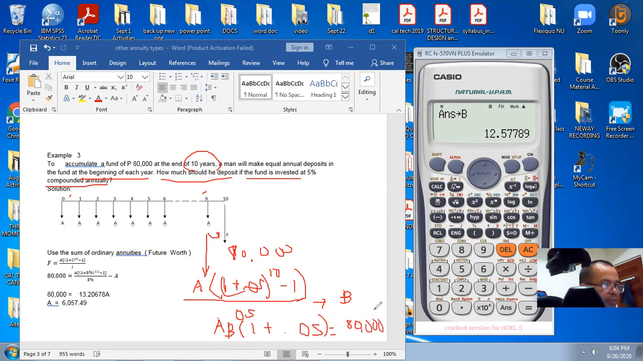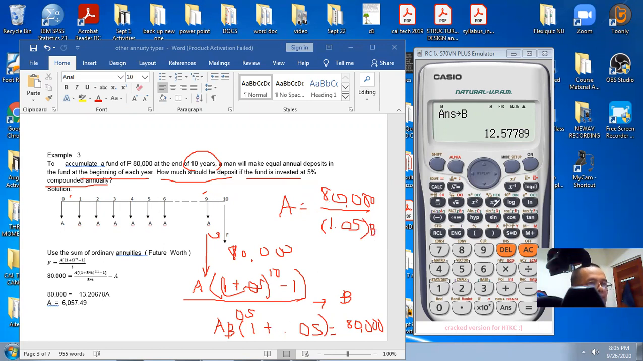Okay, therefore, what is that A? A will be what? A will be 80,000 divided by what? Divided by 1.05. Okay, times what? Times, remember I stored it to B, times B.